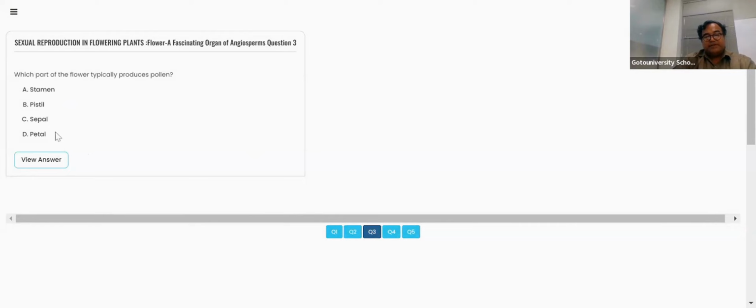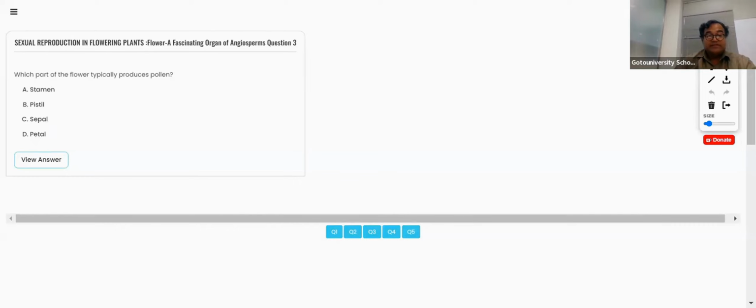So the sepal is a part of... exactly, any one of you can say the answer. Petal is a part of flower. Sepal is a part of flower, but still, the sepal is a part of calyx. Petal is a part of corolla. That we don't want. We need only the stamen, which is holding the anther, that makes exactly the pollen grain.